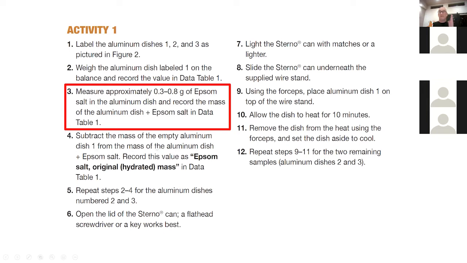So get a very accurate mass. Remember to subtract the mass of the aluminum dish, and then we just heat it for 10 minutes. Take it off, let it cool back down to room temperature, and then take its mass and see what the loss is. And we're going to do that 3 times, with your 3 different dishes.